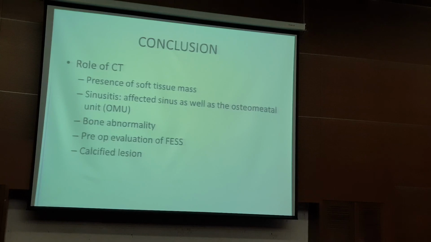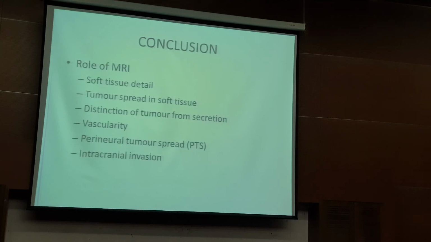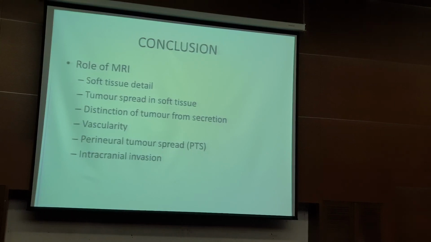The role of CT: we can see soft tissue mass, sinusitis, very important, looking at the OMU, look for bone abnormality using CT, pre-op evaluation of FESS and calcified lesion. MRI is good for soft tissue detail, tumor spread in soft tissue, which CT cannot do, and distinction of tumor from secretion, which CT cannot do. Perineural spread is the other thing one would use MRI for, looking for spread, and intracranial invasion. That's all my lecture.